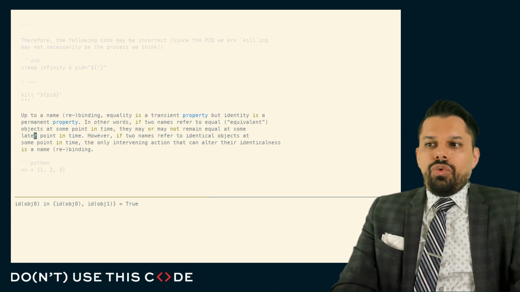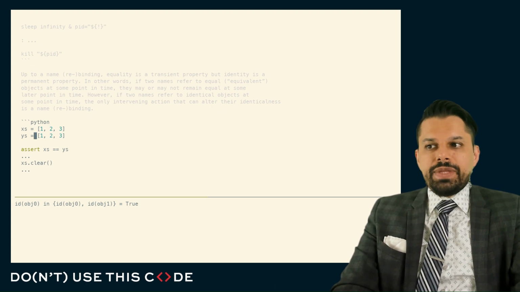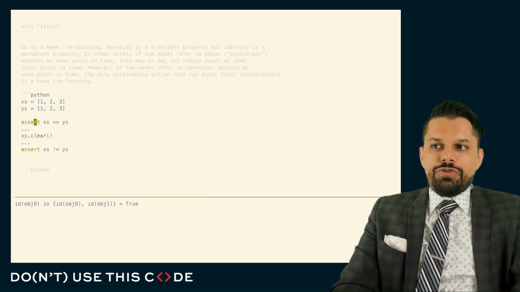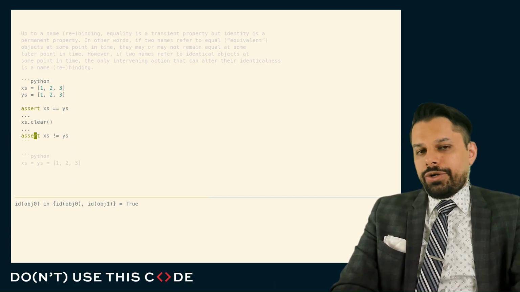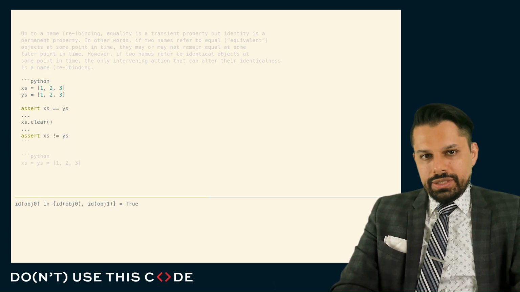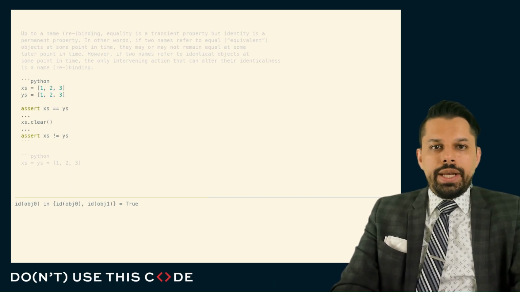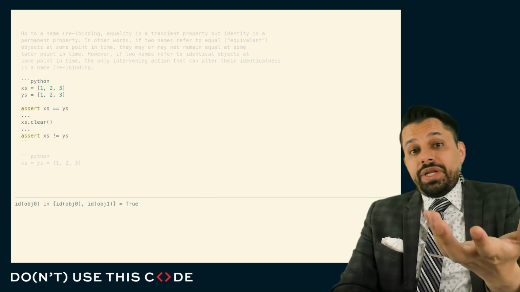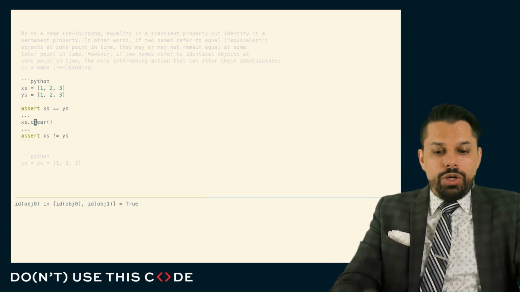Now, if we take a look at the properties of equality and identity, one very interesting thing that we can see is that equality is a transient property. That is to say, if two things are equal at one point in time in our code, they may not necessarily be equal at a later point in time in our code, irrespective of whether there's been a name rebinding or a name binding in between. Because somebody could have cleared one of these two structures, somebody could have appended to one of these two structures. They're equal only at a point in time in our code.